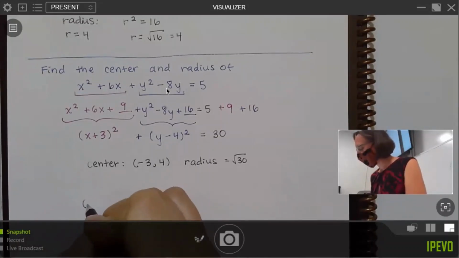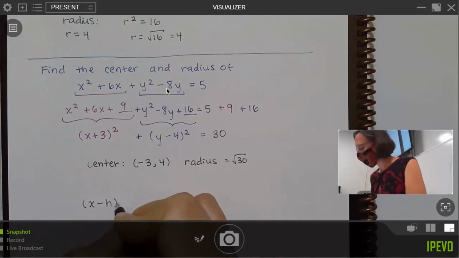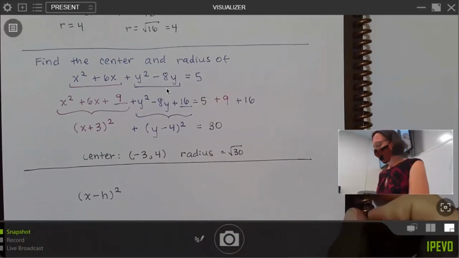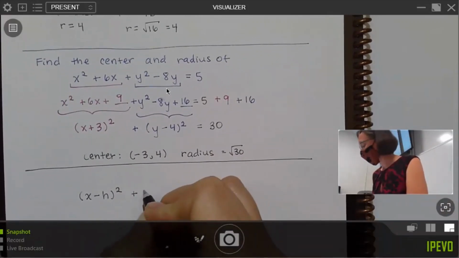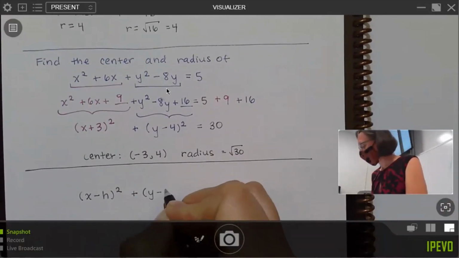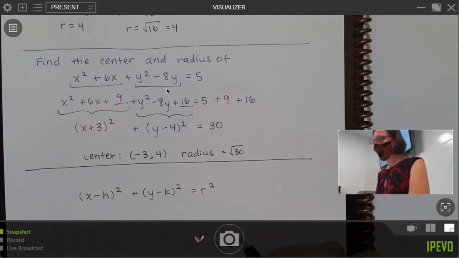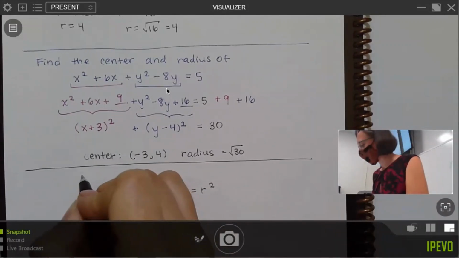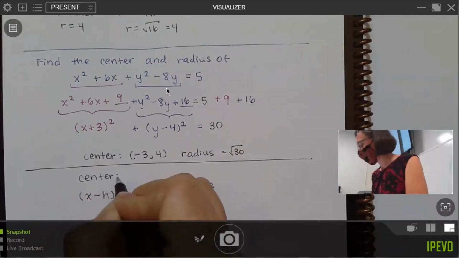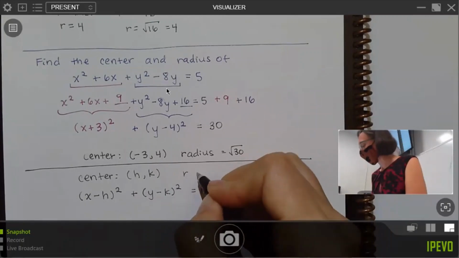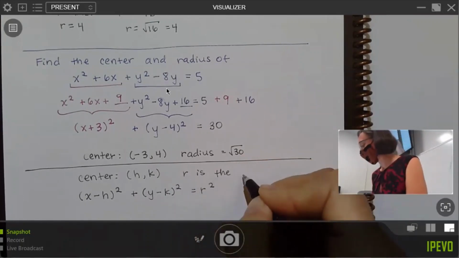Yeah. So in general, circles have a formula that looks like this, where the center is at the point (h, k) and r is the radius.